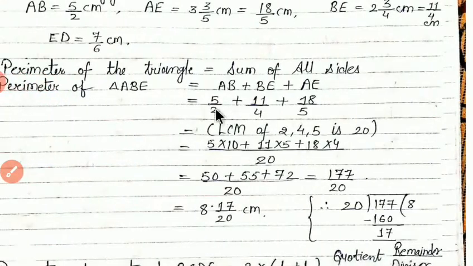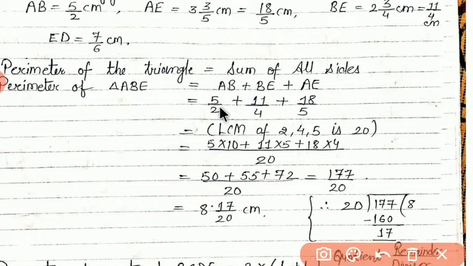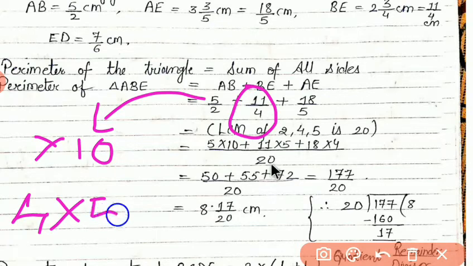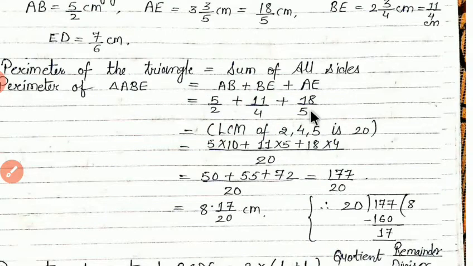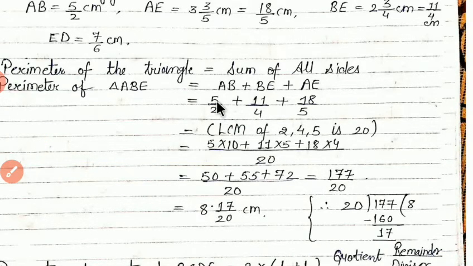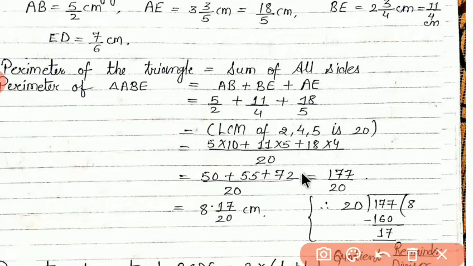Now here you can see 2 is given. We have to change the denominator 2 into 20, which means you have to multiply by 10. So in 5 also we multiply by 10. Here 4 is given and we have to change it into 20. By which number do we multiply 4? By 5. So in 11 also we multiply by 5. Here 5 is given and for 20 we need to multiply it by 4, so the numerator also will be multiplied by 4. We have to multiply the numerator by the same number by which we multiply the denominator. So 5 tens are 50, plus 11 fives are 55, and 18 fours are 72.